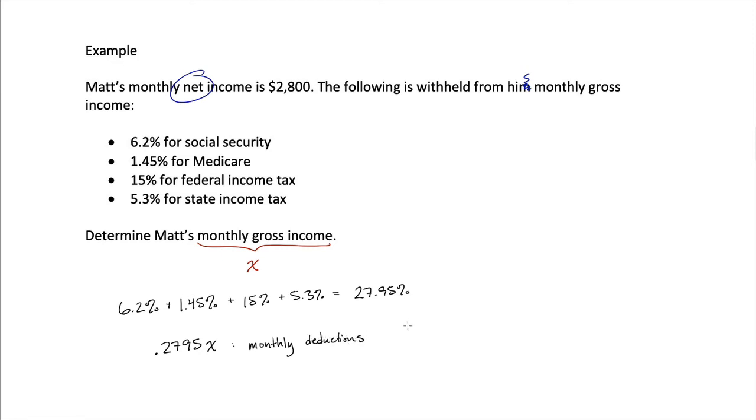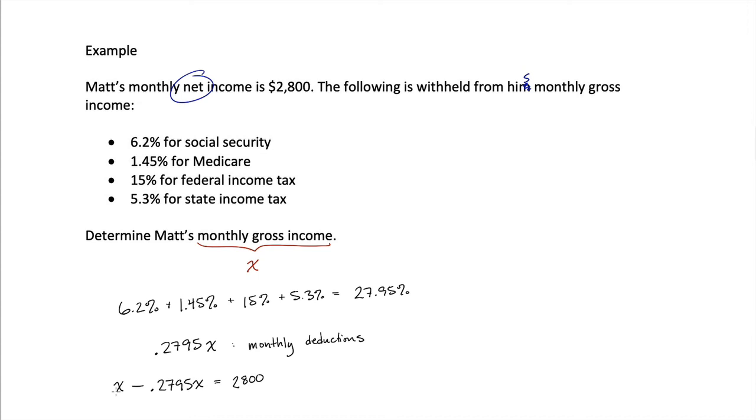All right. Now, we know that after those monthly deductions, Matt ends up with $2,800. That's his net income. So we can actually say that 0.2795X, if I take that away from X, meaning I take my gross income and subtract my deductions, this is equal to 2,800. Because I know my monthly net income is the 2,800. And now I'm trying to solve for X.